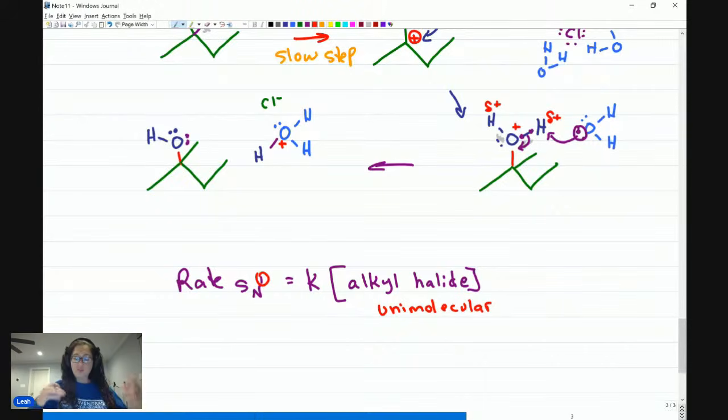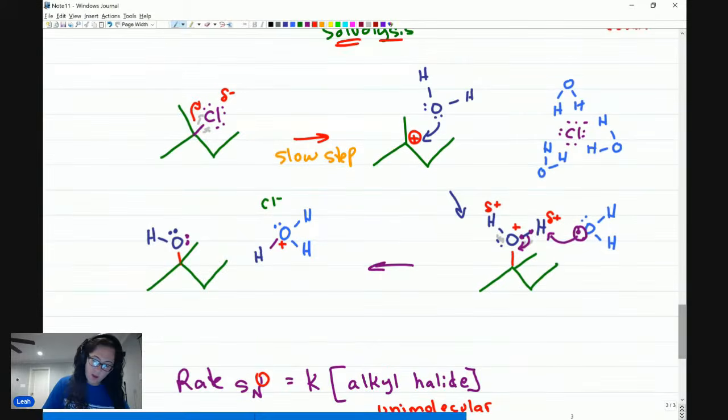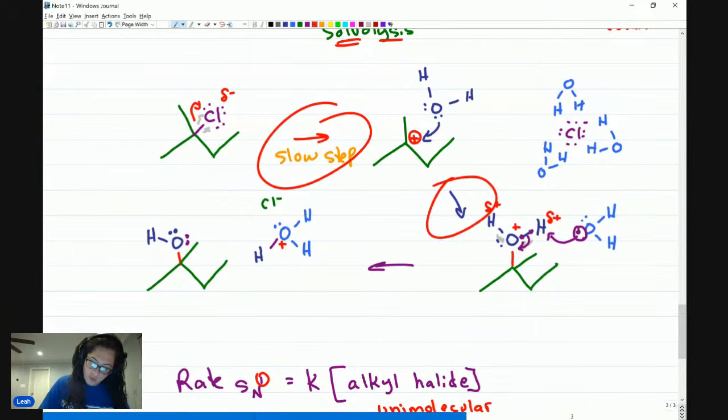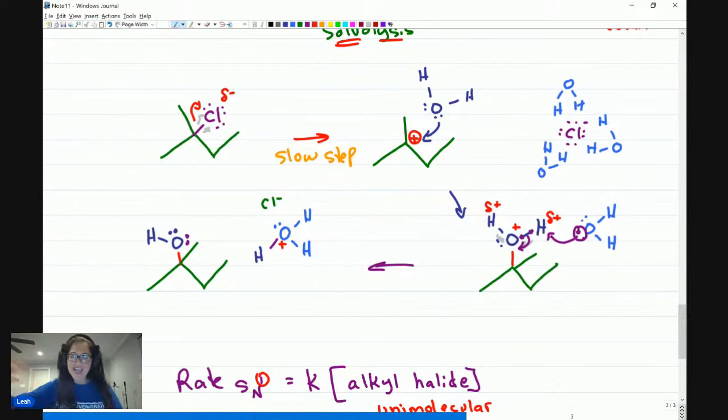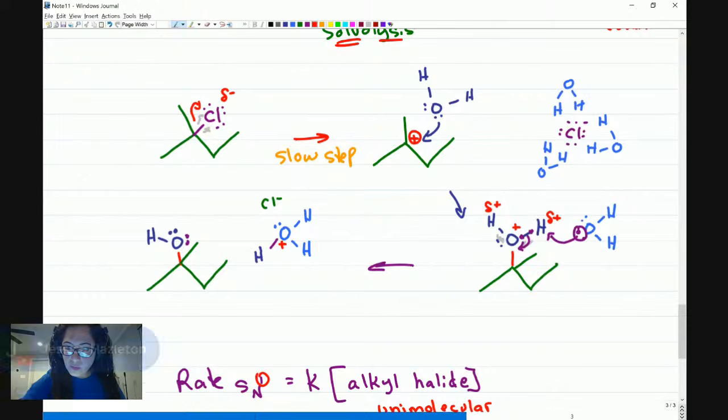A lot of times students will see that one and think one step reaction. No, no, no. This one right here was one step, two steps, three steps, but one molecule reacted at a time. And that is why it is an SN1.